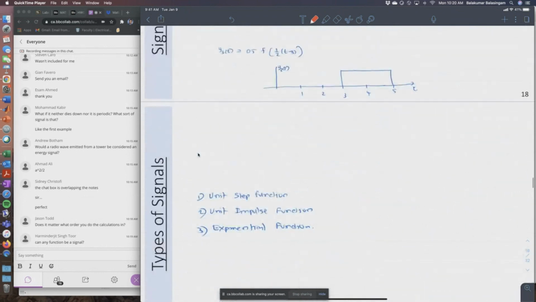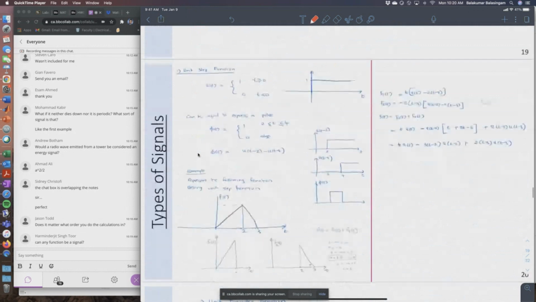Okay. Now we want to study three important types of signals. You asked a question about what type of signals, can any function be a signal? Yes, but we are going to spend time studying some important signals to understand electrical engineering principles. One is the unit step function. The other one is the unit impulse function. The third one is the exponential function. These are all very useful later, not even in this course, but in other courses that will build upon signals.